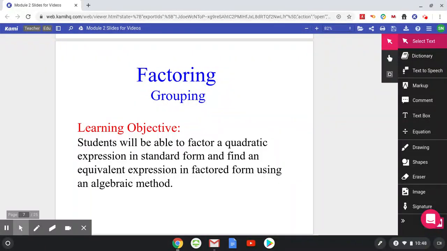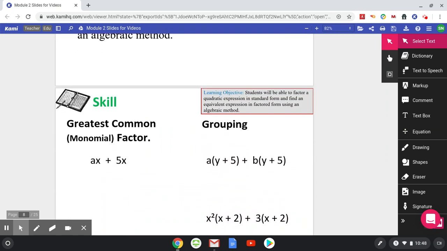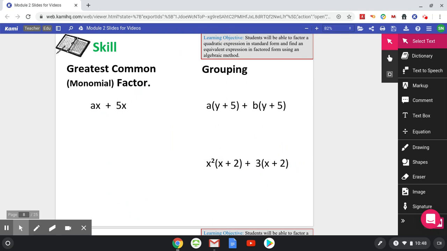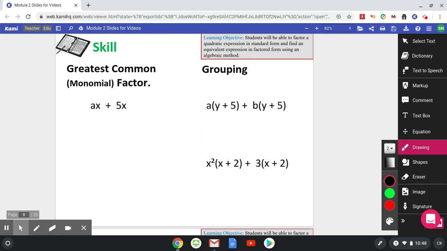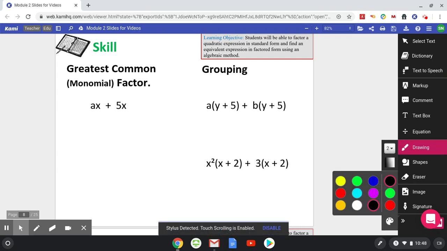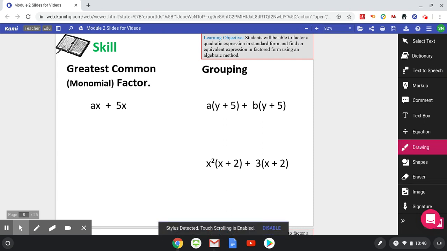Hello, in this video we will be factoring using a technique known as grouping. First, I will start by reviewing a little bit of greatest common monomial factor, known as the GCF, because this idea is used in grouping as well.